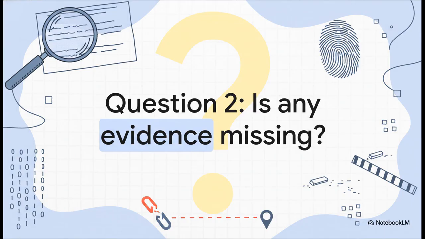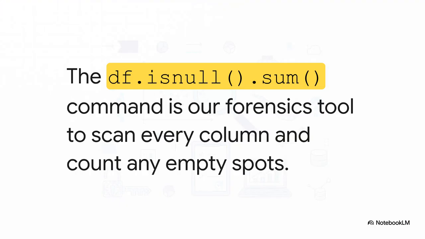All right, next up is something that is absolutely crucial. We've got to check if any of our evidence is missing. Just like a detective can't work with a smudged fingerprint, a computer really hates empty cells, or what we call null values. We have to know if there are any gaps. The command for this is df.isnull().sum(). This is basically our digital forensics tool. It meticulously scans every single column in our case file, searching for any missing information, and then gives us a simple count of any empty spots it found. It's a vital step for making sure our evidence is solid.